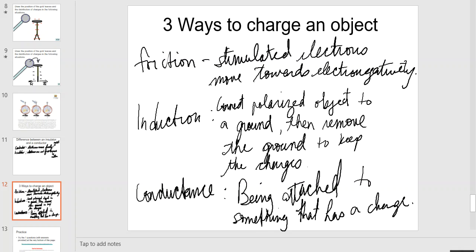Could be attached to another object that's charged, but not necessarily become charged. That's true. But I'm saying if you become charged by connection, then that's a form of conductance. So for example, me touching this, what are those three, is it friction, induction, or conductance? That would be conductance. Okay?